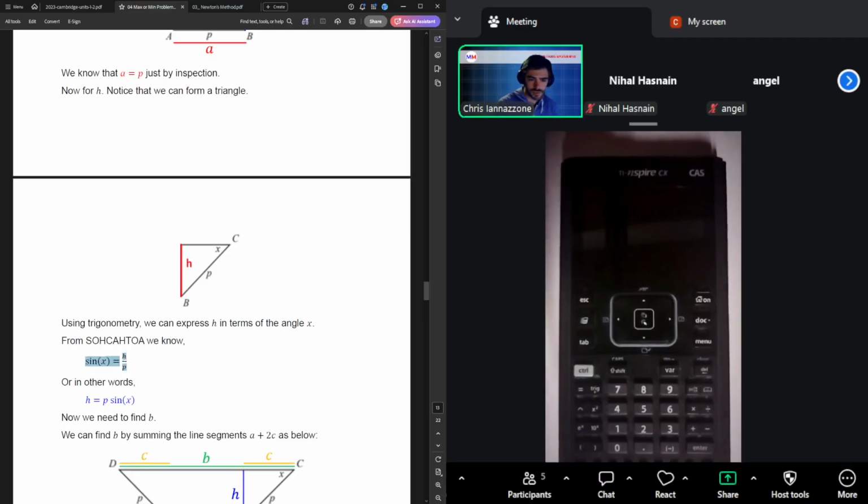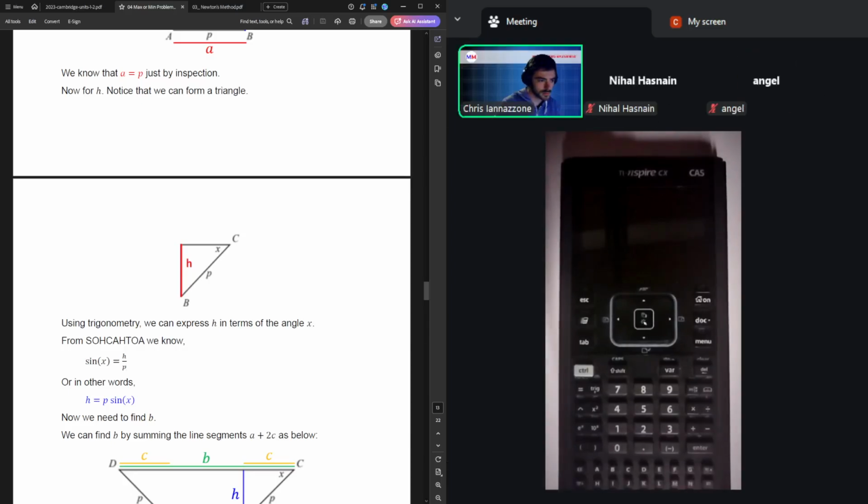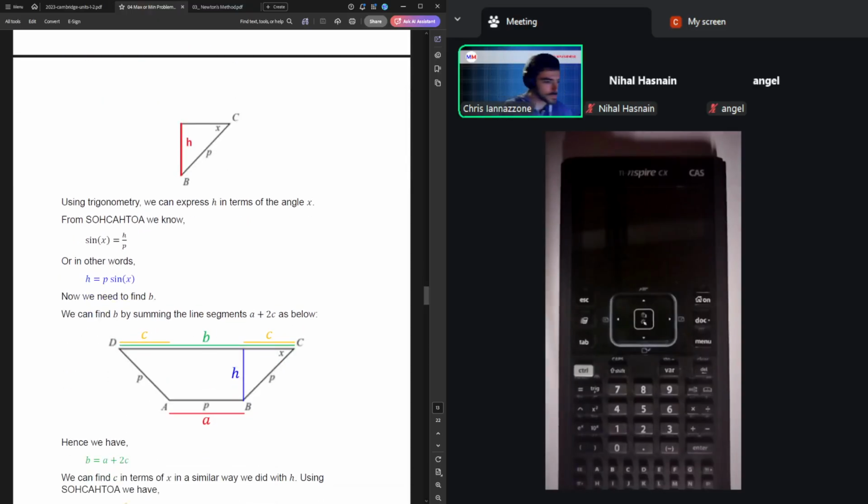Does anyone need a refresher on how the trig ratio equations work? Let me know, otherwise I'll move on. Okay, so we have A, we have H. Now all we need is B.